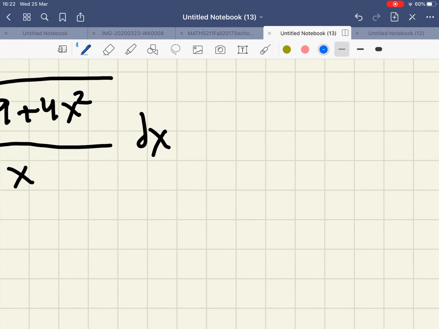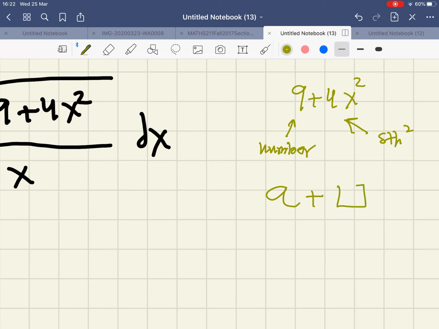In this question we have to be very careful. We have 9 plus 4x squared. Now I will just say the general thing. It is a number plus, I will just say something square. So it is a plus something which is square. A number plus something square. The substitution that you will do, you will take that thing which is squared and you will write it as square root of a tan theta.